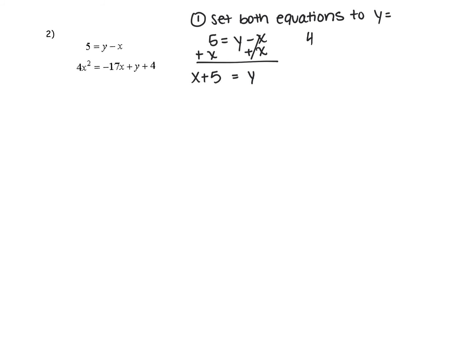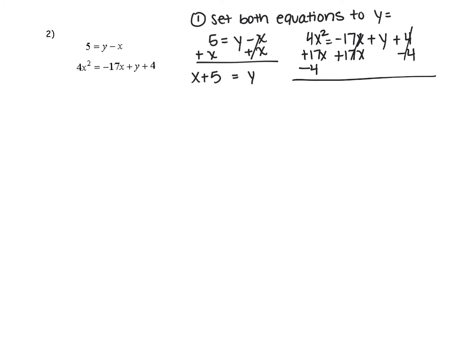Okay, the next one, we have 4x squared equals negative 17x plus y plus 4. So I'm going to add the 17x and I'm going to subtract the 4. So then I will get, if I put it in order, ax squared, so the 4x squared, plus 17x, and then minus 4 must equal y. So now that this is in y equals and this is in y equals, we can do exactly like we did before. So step 2 this time is going to be set the equations equal.